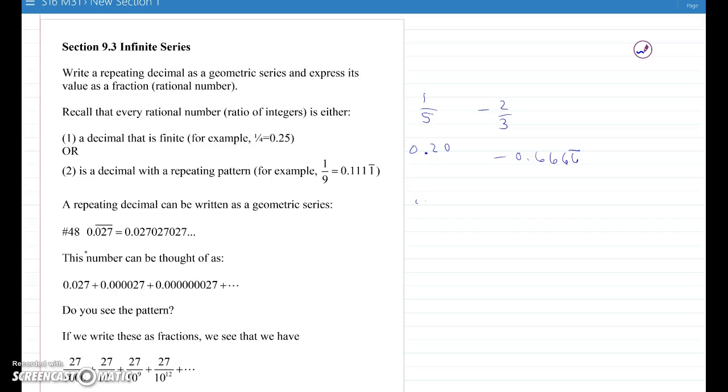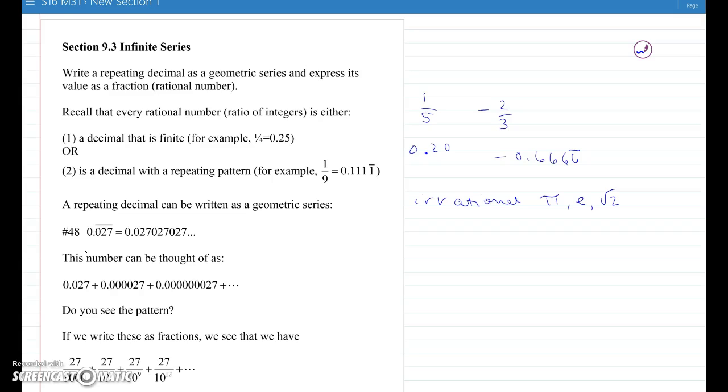So then we know that we have also irrational numbers, and that's numbers like pi and e and √2 that cannot be written as a finite decimal or a repeating decimal. So a repeating decimal can be written as a geometric series, so I want to look at a particular example.